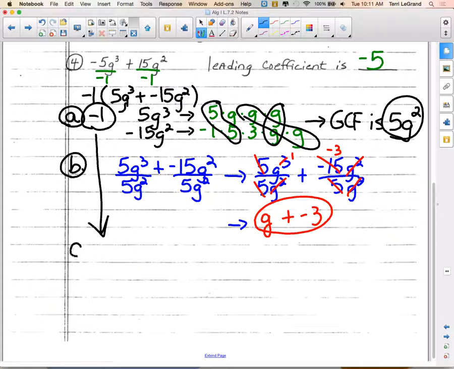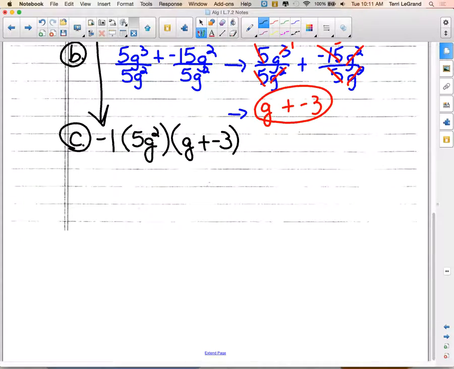We now can go to step C and say, I got a negative 1 times a 5G squared times a G plus a negative 3. But of course, they're not going to show it in the answer bank like that. They're going to clean that up. How do you think they might clean this one up?